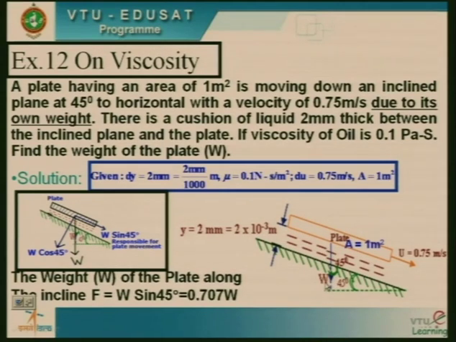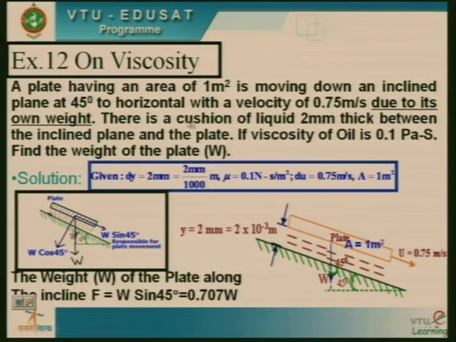Definitely if I say W, you may be thinking, sir, there will be two components, one is W cos theta and one is W sin theta. Very correct. The W sin theta will be responsible for movement of this plate with a velocity of 0.75 meters per second, with a gap of 2 mm of the fluid which is available. Is it okay? Now, let us go back.